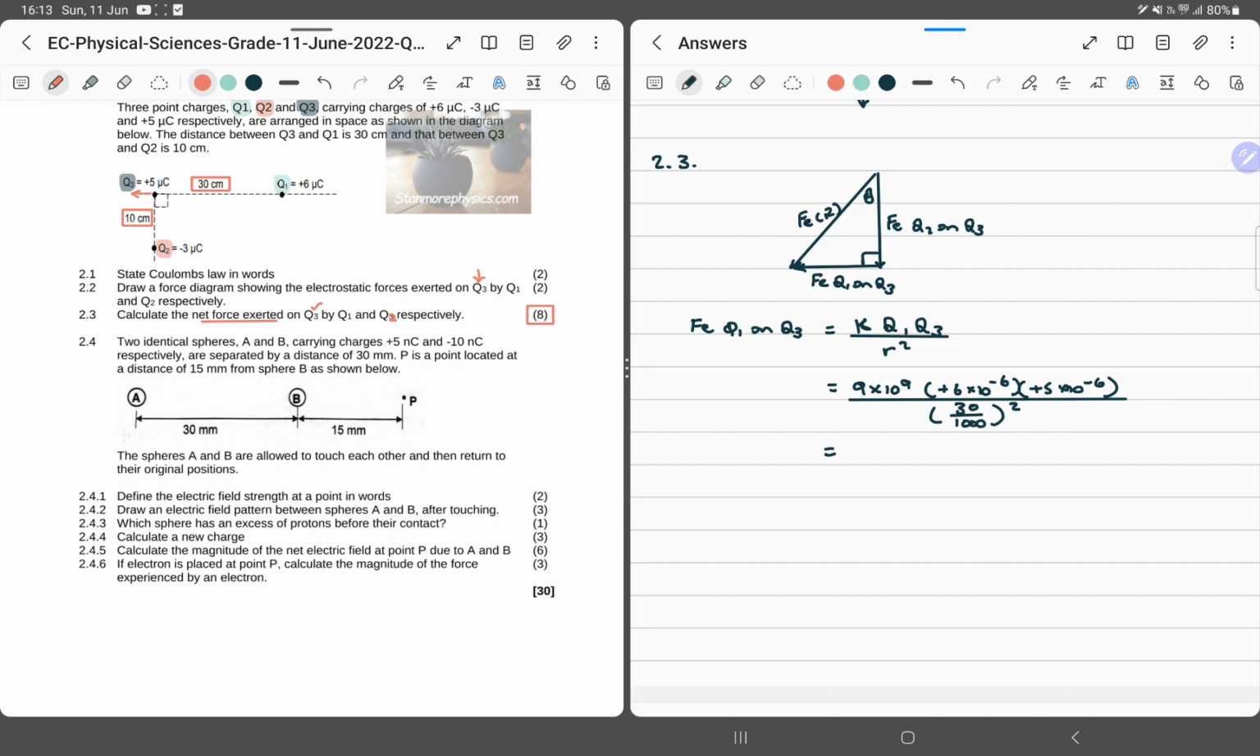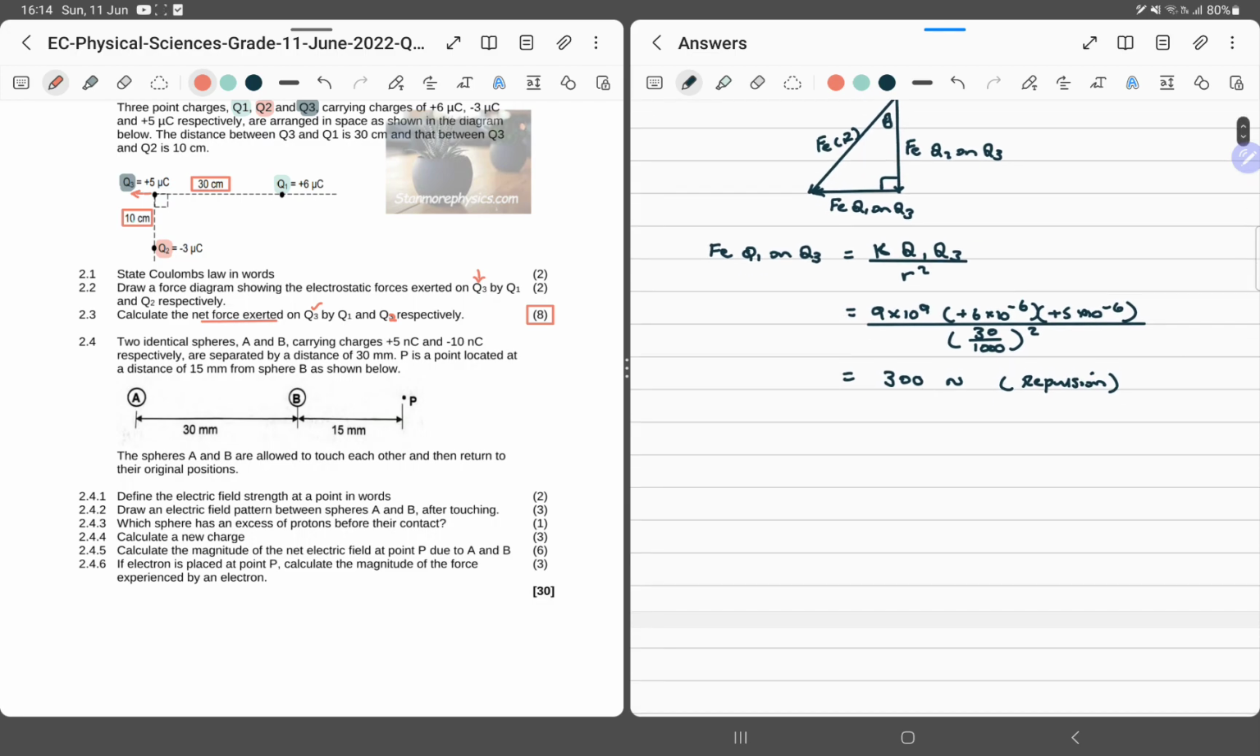So this is 9 times 10 to the exponent 9 into 6 times 10 to the minus 6 into 5 times 10 to the minus 6, all of that over 30 over 1,000, that is squared. Okay, so I'm getting 300 newtons. Now remember, if it is positive, that is repulsion. That's the direction, because this is a force, okay?